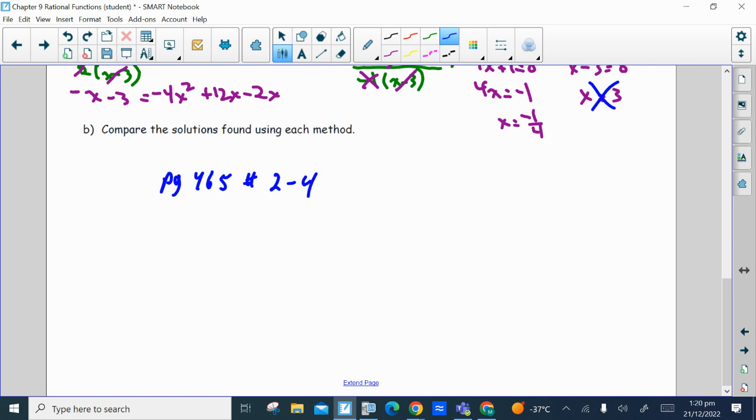So page 465, questions 2 through 4 is what you should be working on. I will post those solutions to Google Classroom so that you can check your answers.